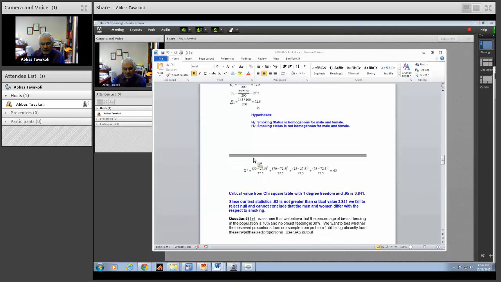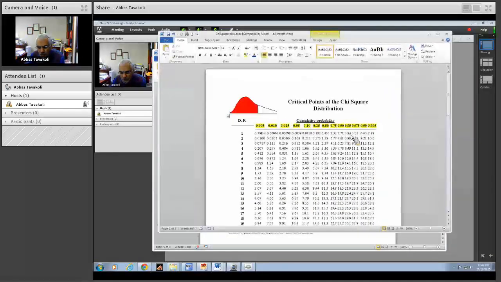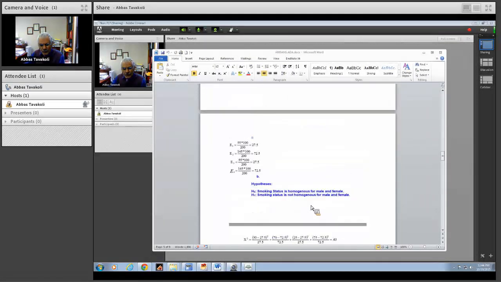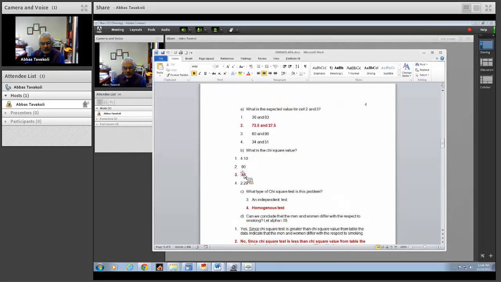You get that. And the way you calculate the chi-square, again, is observed minus the expected value for each cell, you square that, divide by expected, and add up for all the cells. You get 0.63. And again, at alpha 0.05, or 95%, with 1 degree of freedom, the critical value is 3.84. You fail to reject. And this is a homogeneity test because we compare whether smoking status is homogeneous for male and female.